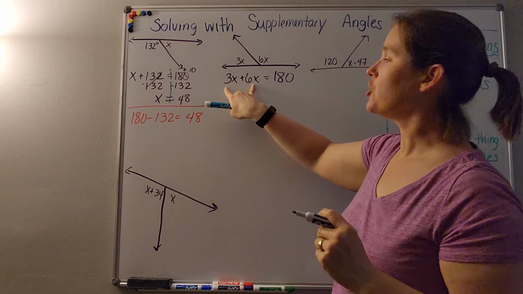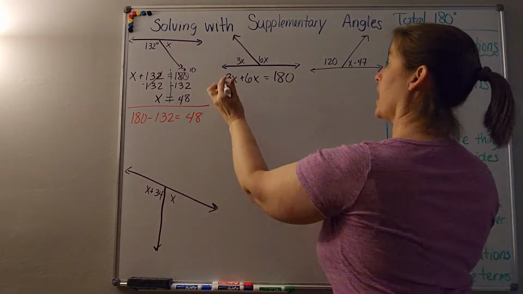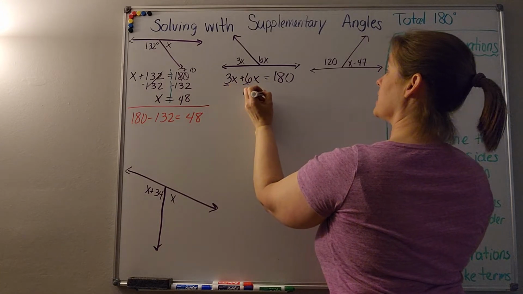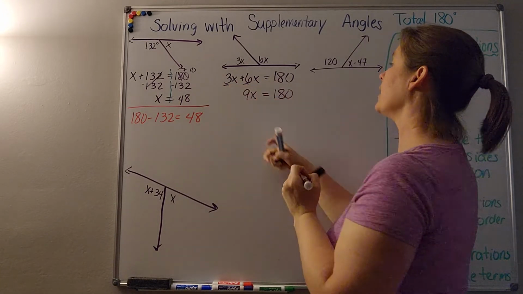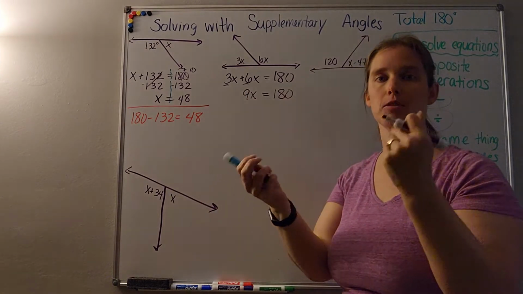Look at that, I've got two like terms, same variable to the same power. So I'm going to add them. Just add the coefficients. 3 plus 6 is 9. 9x equals 180. Now I see a multiplication, 9 times x. 9 and a variable stuck right together means multiplication.